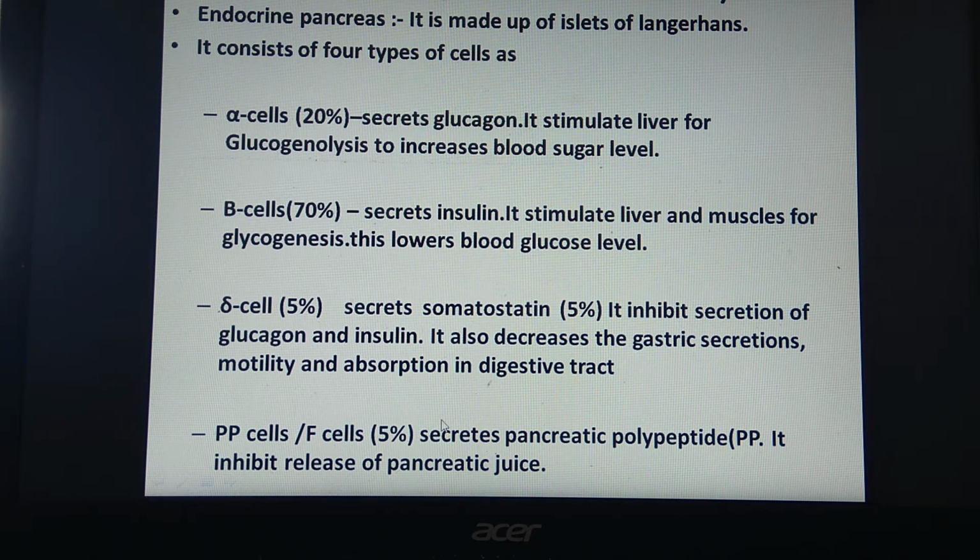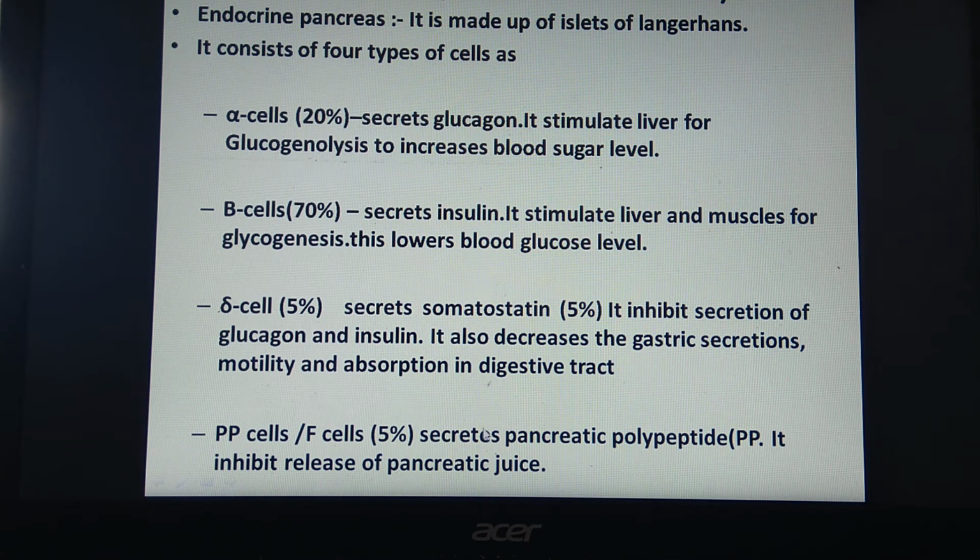And gastric secretions, what are the gastric secretions? We have to study it under the next heading. What are the secretions of gastric glands? This gastric gland secretion, gastric is for stomach, and secretions of stomach are pepsinogen, HCl and mucus. So that type of secretions get decreased, as well as it decreases motility of the food and absorption in digestive tract. Next type of cells are called as PP cells, which are also called as F cells, forming 5% of the pancreatic islets of Langerhans.